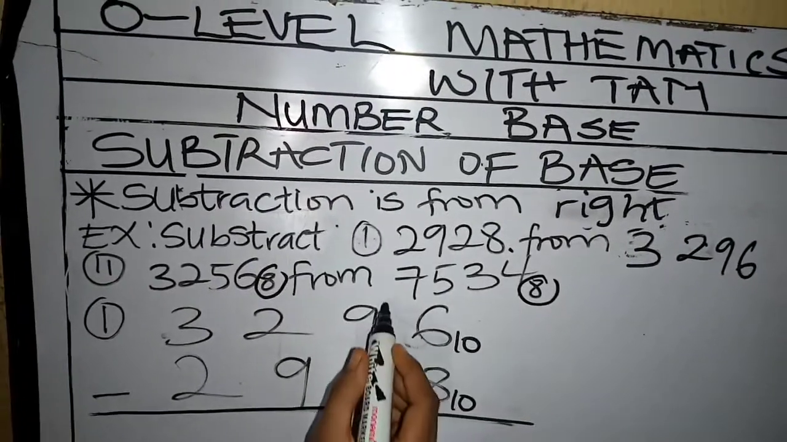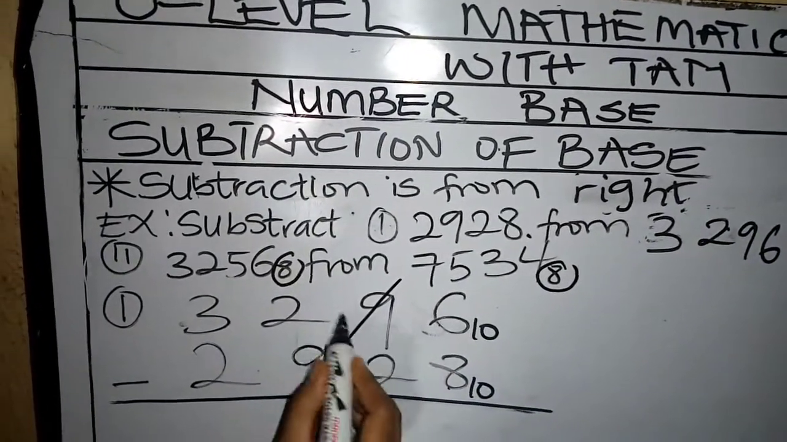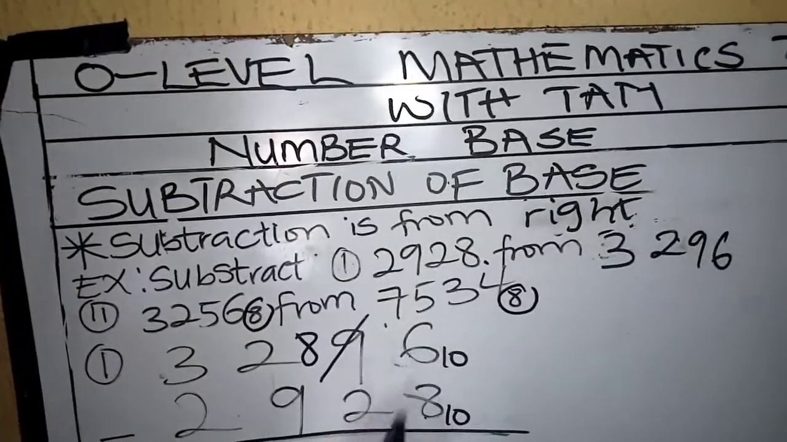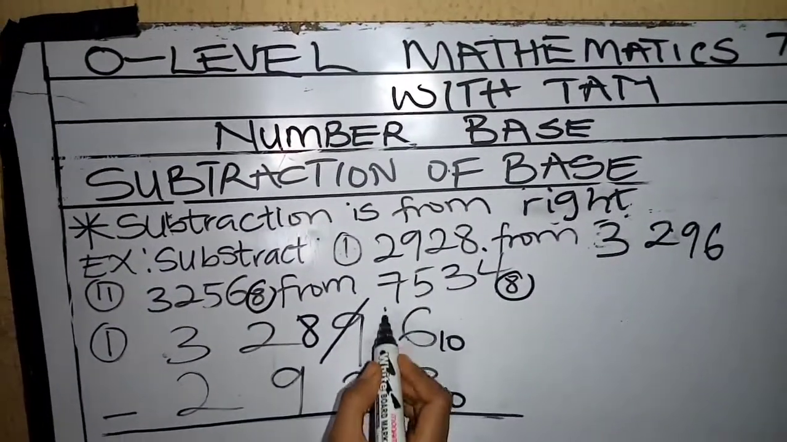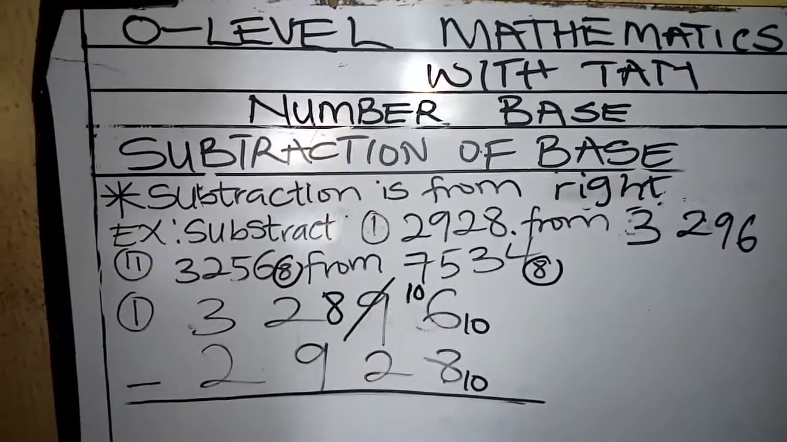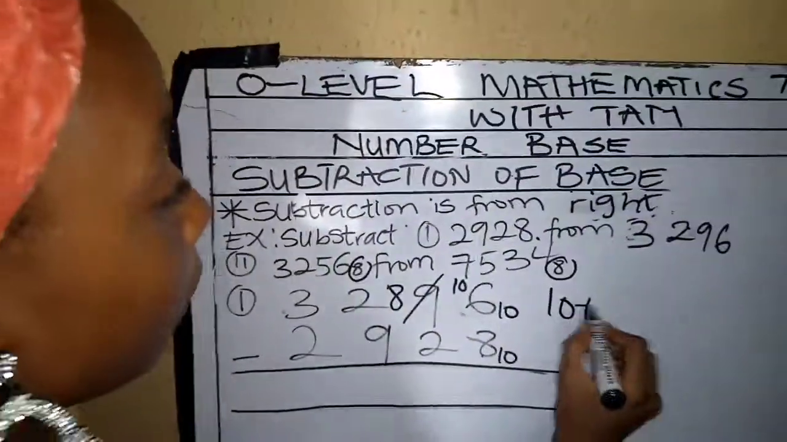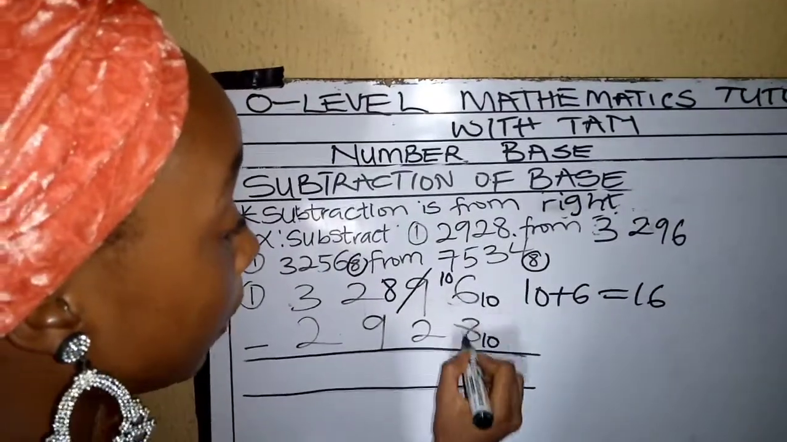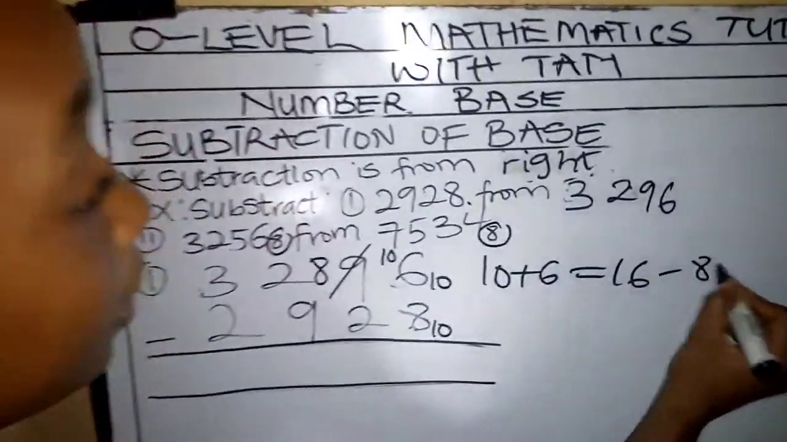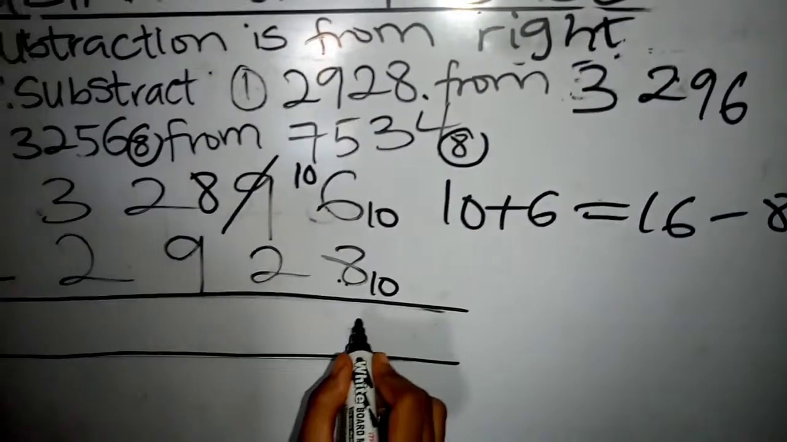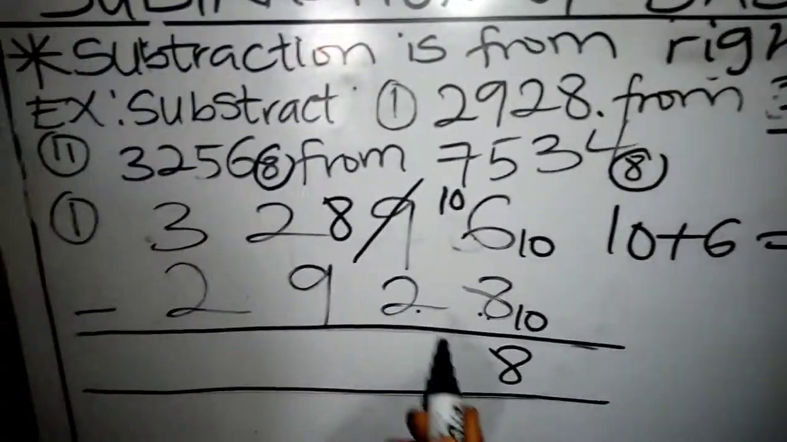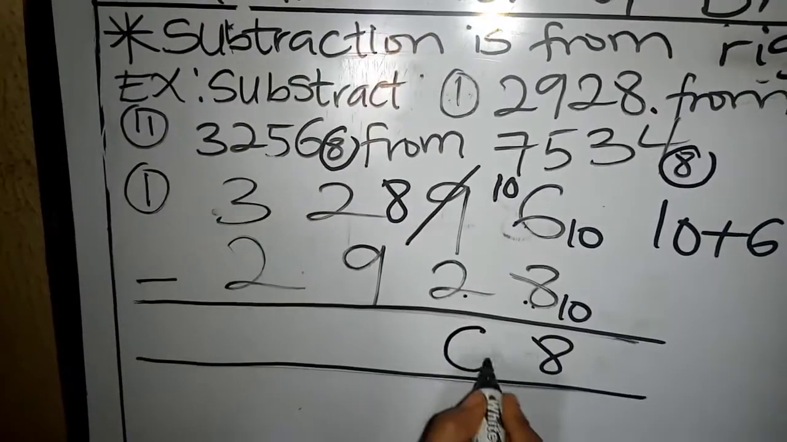So you borrow 1 from here. So this remains 8. This side you borrow 1. So instead of writing 1, since we are dealing with number base, you write base 10. So it's now 10 plus 6, which is 16. 16 minus 8 will give us 8. We'll now write the 8. Now 8 minus 2 is 6.